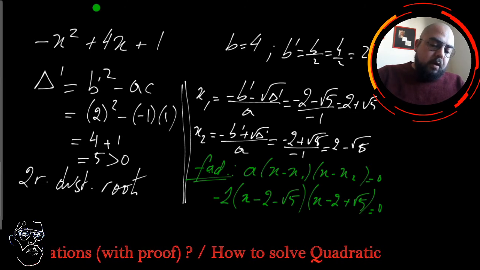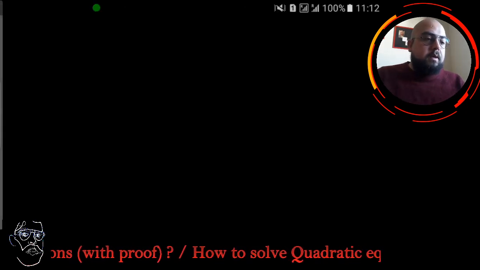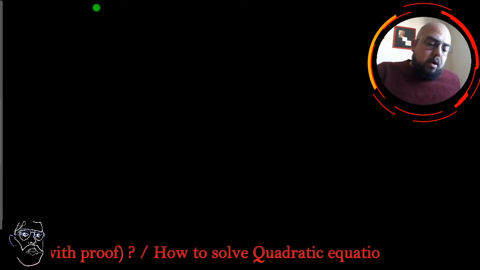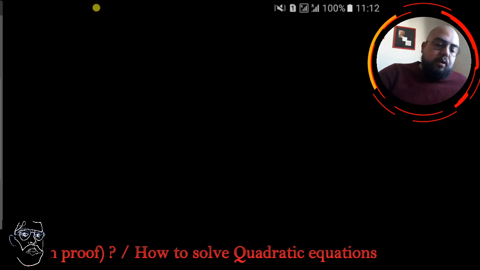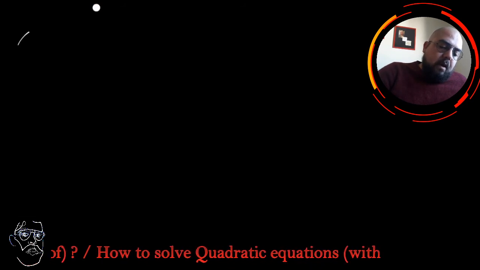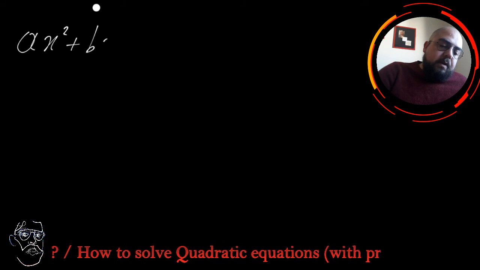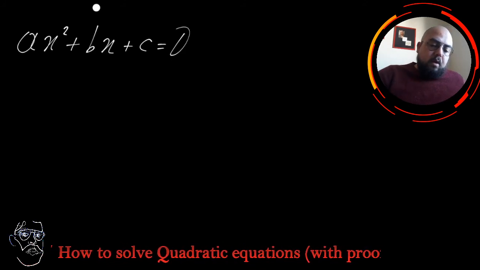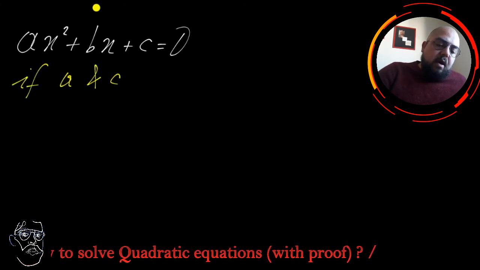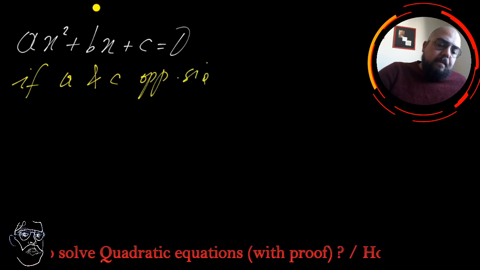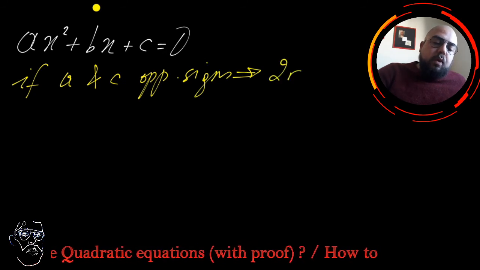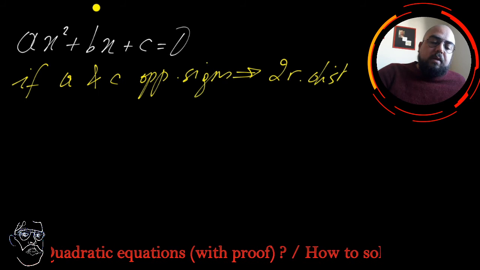Now, final remarks, and we're going to finish this part. We're going to finish the whole part related to quadratic equations. So what are the most important remarks related to the quadratic equations? Whenever you have, of course, the equation ax squared plus bx plus c, which is equal to 0. So in case a and c have opposite signs, directly you can say that this equation will have two real distinct roots without calculating delta.